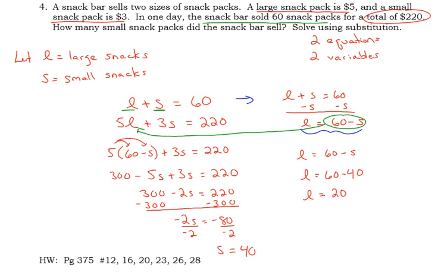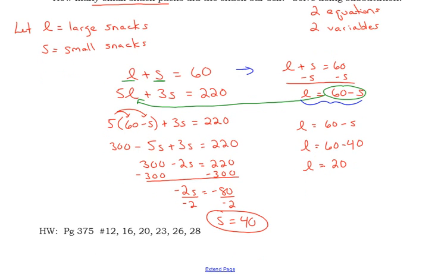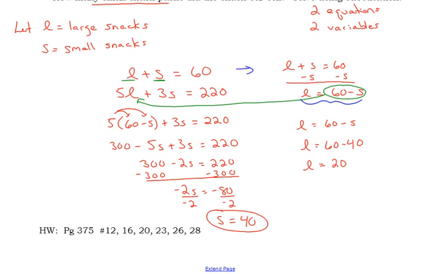The question's asking me how many small snack packs did the snack bar sell, and I've already found that the answer is 40. Remember, in a real-world situation, we shouldn't have negative values unless it's something like negative temperatures. All of the number of items that I purchase, or price, or length, or anything like that has to be positive numbers. So if you're working in a real-world situation and you get negative numbers, something's going wrong with your arithmetic or your substitutions.